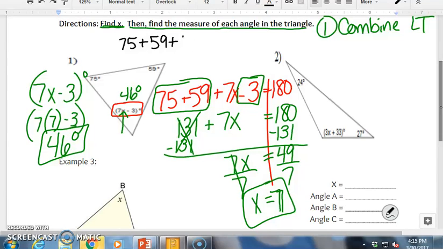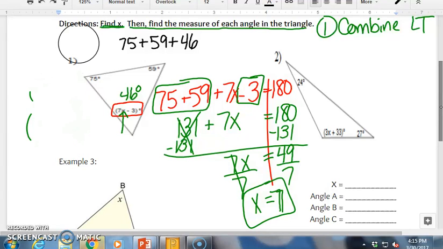Guys, what I love about this unit is you can check every single problem. So if I take my three angles, 75 plus 59 plus 46, they should equal 180. And they do.